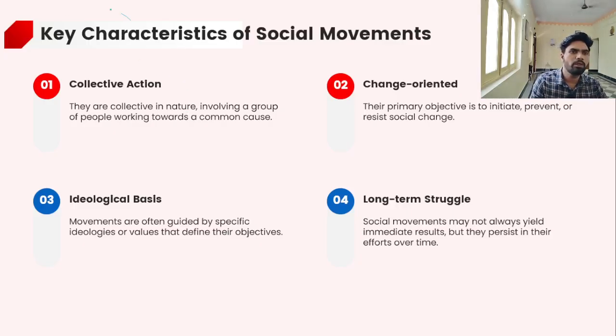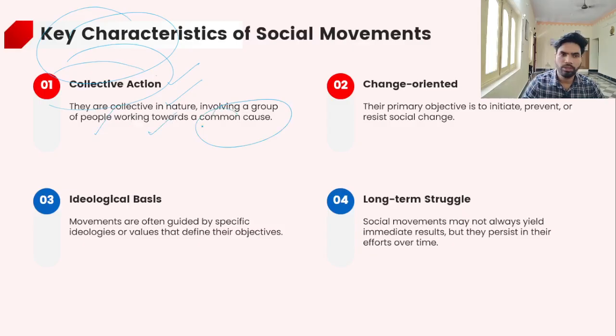Now the important characteristics of social movements. What are the important characteristic features of social movements? First one is collective action. The social movements are collective in nature, involving a group of people working towards a common cause. This is what we have seen in all the aspects previously also: social group, community organization, etc. That is the first characteristic feature, collective action.